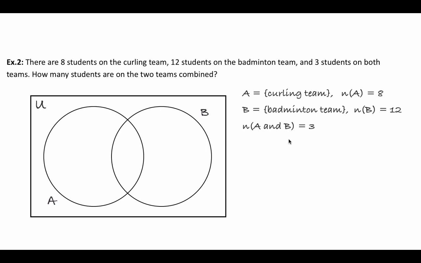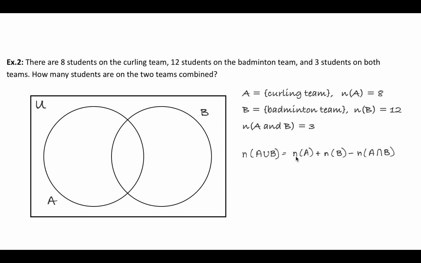Okay. So let's do that. Let's place our numbers. If we were going to populate the Venn diagram right away, we could do that at this point. But actually, let's use the formula first, and then we'll use the Venn diagram, and then we'll show how you get the same result both ways. Because what we're looking for is how many students are on the two teams combined. So we're looking for the union.